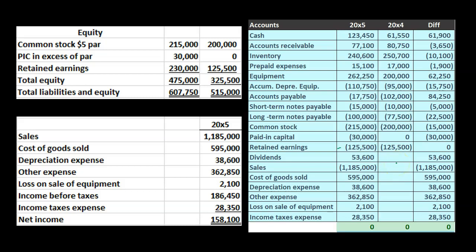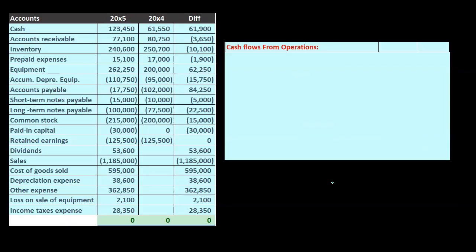So in order to do that, I want to list out this information, that detail. And what we're going to do is go through these income statement accounts, sales, and convert it and say, well, it's not sales anymore. It's going to be cash received from customers. We'll go through these accounts and convert them from an accrual basis to a cash basis. That's going to be our goal.